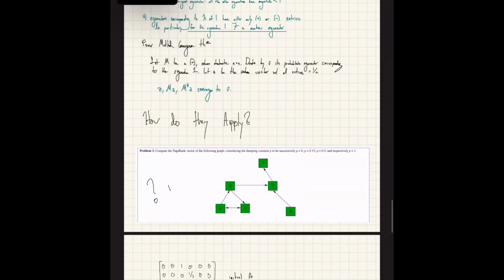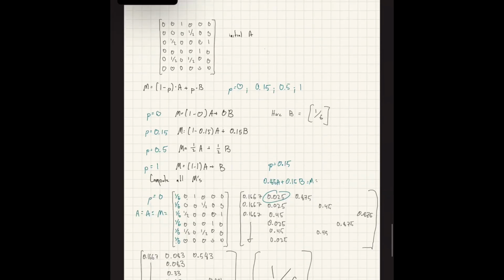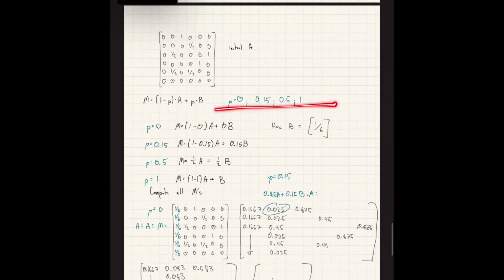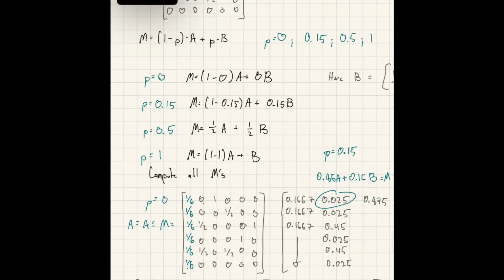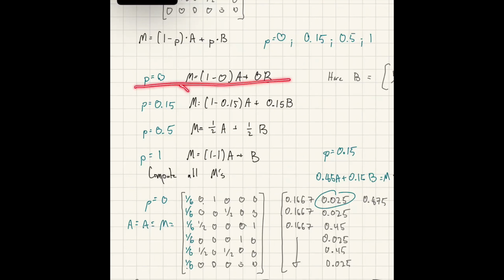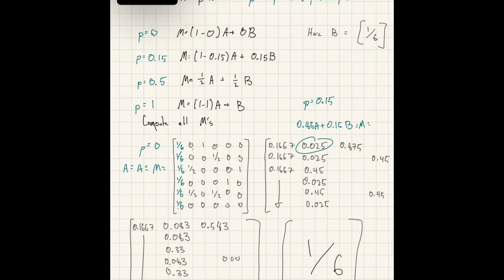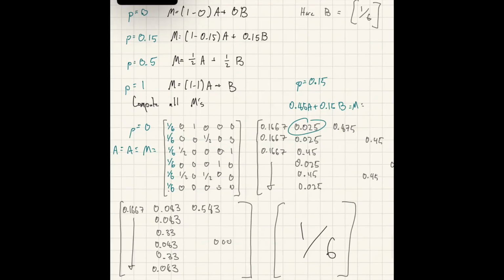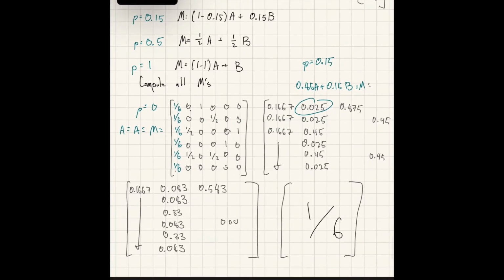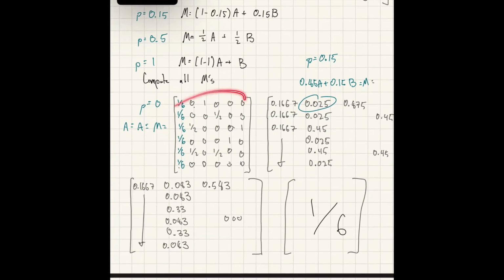I used the solution of Page and Brin to apply damping factors here. These are the equations for the damping factors of 0, 0.15, 0.5, and 1, where you're just doing the math and multiplying it out. And then I computed the M's. Obviously if the damping factor is 0, you just get M equal to A, so I just left it how it was.